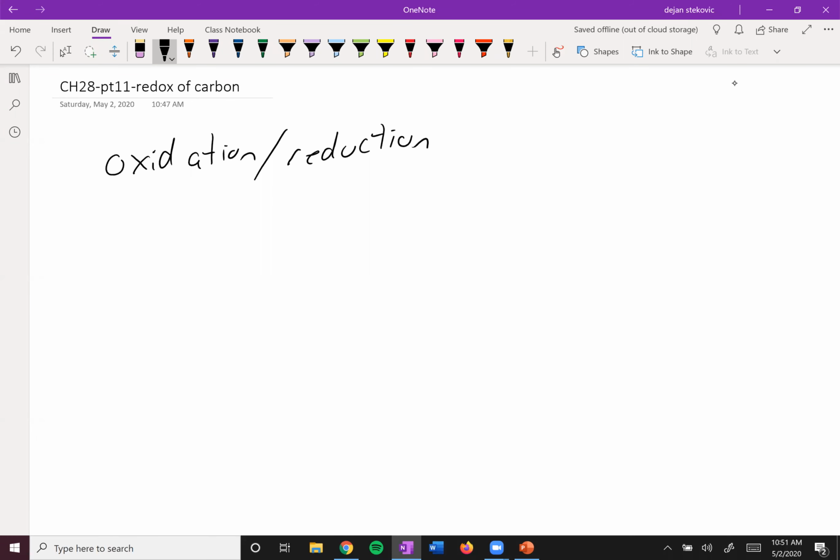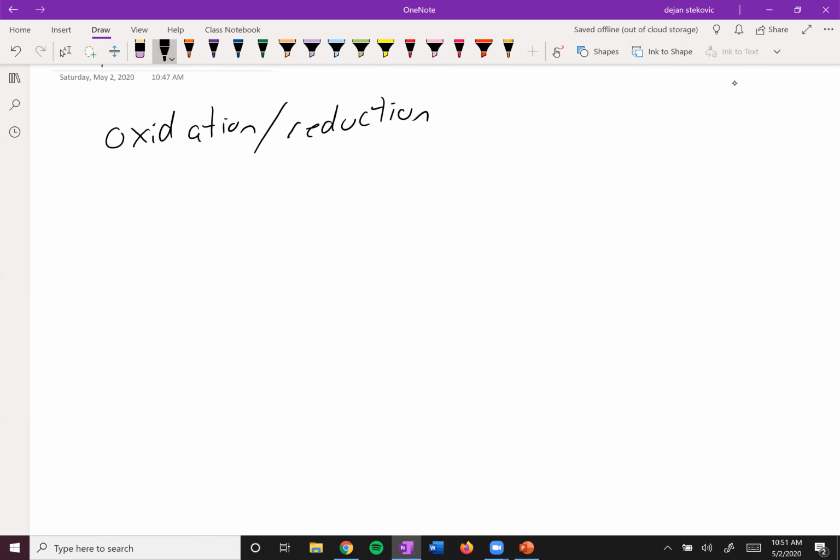All right, so we said one of our goals of organic chemistry is to make new compounds. One of the ways we do this is through redox reactions, right? Oxidize or reduce carbons. So let's take a look at this. So we've got methane here. And if you think about the oxidation state of this carbon, the oxidation state here is -4.